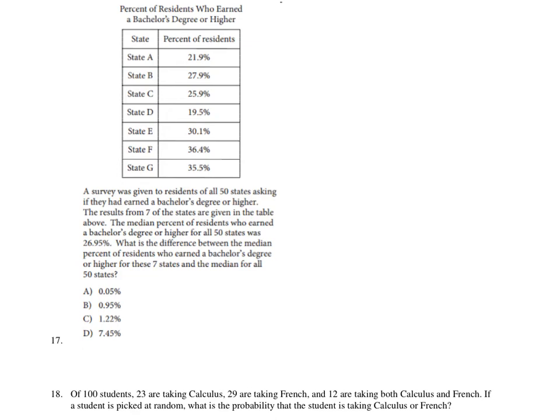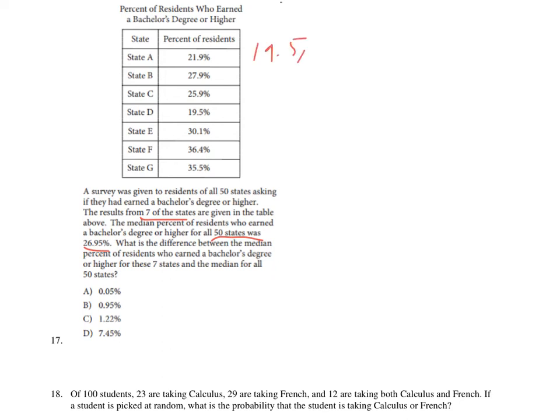All right, this chart here gives us, it looks like the median, or sorry, not the median, but it gives us the percent of residents that have a bachelor's degree or higher from 7 particular states. And it says from all 50 states was 26.95 for the median. So what's the difference from the median from these 7 states? So all I have to do is find the median of these 7 states and then subtract them. So I'm going to go ahead and put these in order.